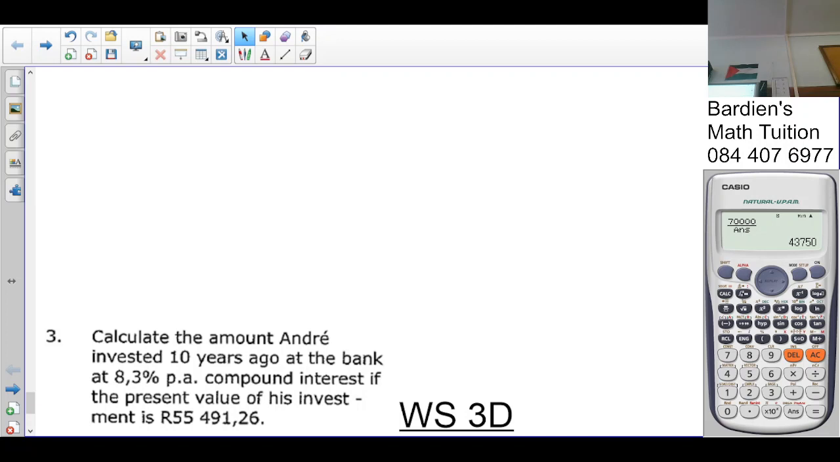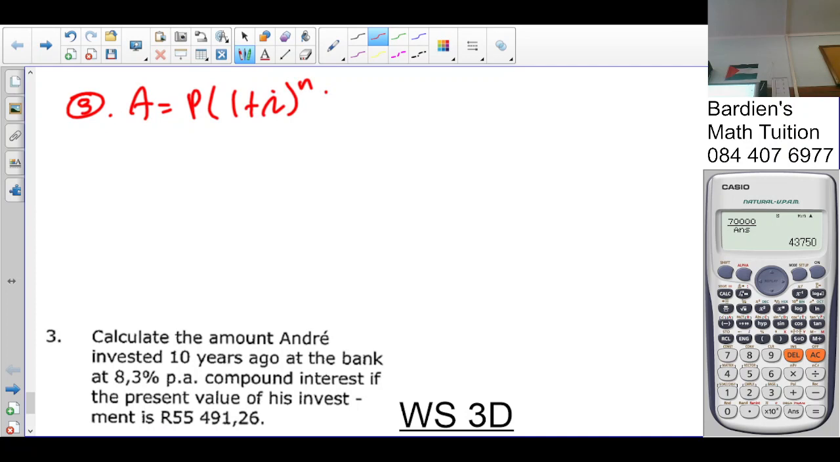Number 3, calculate the amount that Andre invested 10 years ago at the bank at 8.5% per annum compound interest, if the present value of the investment is 55,491 rand and 62 cents. Which formula? Compound formula. Nice, I like it. Right. So what's the formula? A equals P into 1 plus I to the exponent. What's your A value?